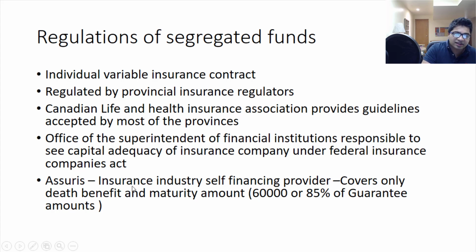Assuris is an insurance industry self-financing provider that covers only death benefit and maturity benefit. So what does Assuris do? Assuris protects you as a segregated fund buyer in case there is a default by the insurance company. So if the insurance company files for bankruptcy and defaults, then you are protected. Protection is $60,000 or 85% of the guaranteed amount, whichever is lower.